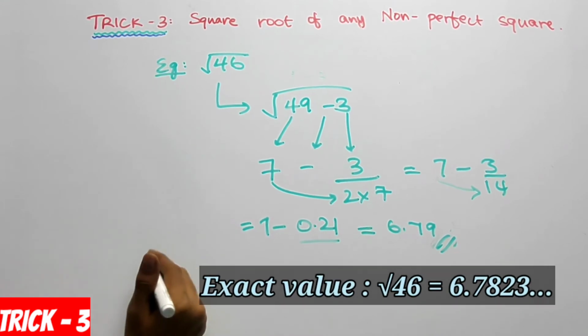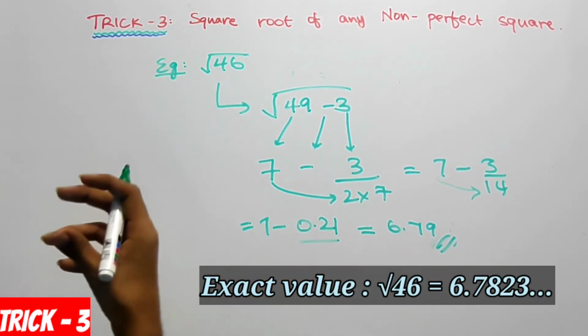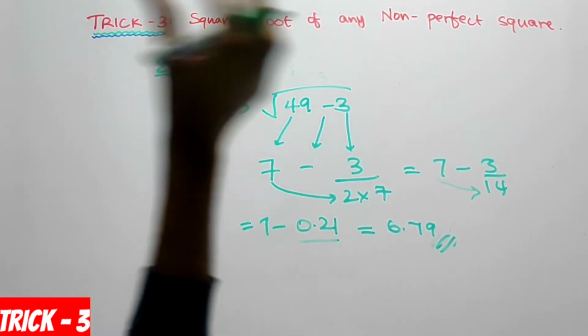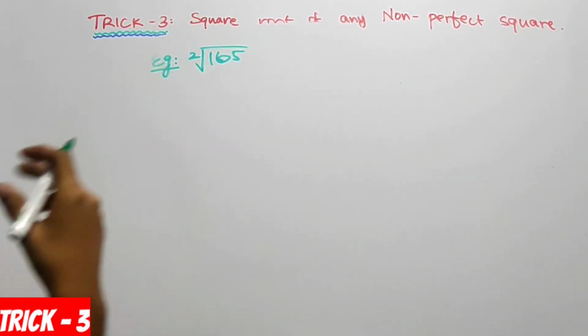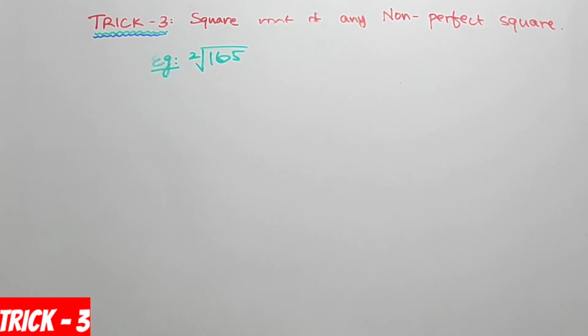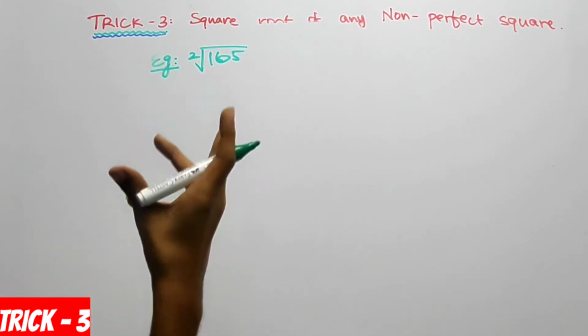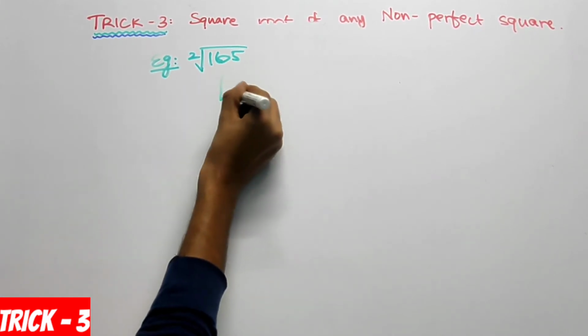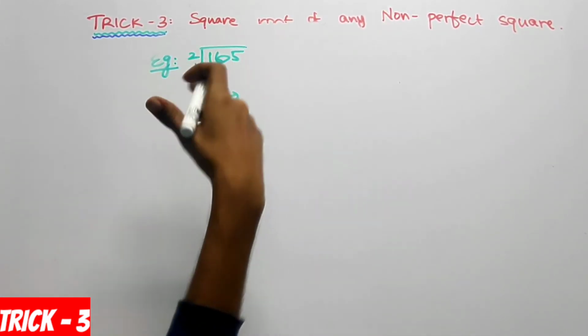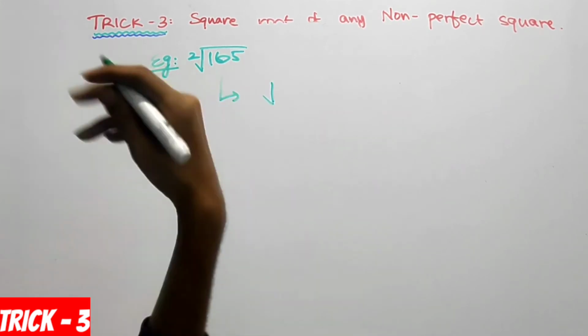Now let us solve another problem of this type, so we can also have a clear idea on this trick. Now let us start with another problem, which is the square root of 165. Now as you can see, the number 165 is a non-perfect square number. If we perform the same steps that we performed in the earlier problem, then we can easily solve this problem as well using trick number 3.